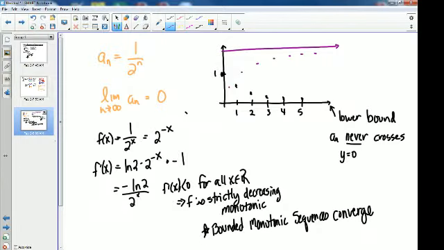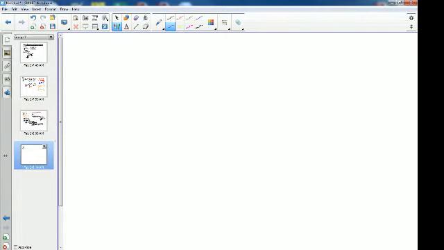Let's talk about, we've probably already kind of got this in our melons, but convergent sequences are bounded.